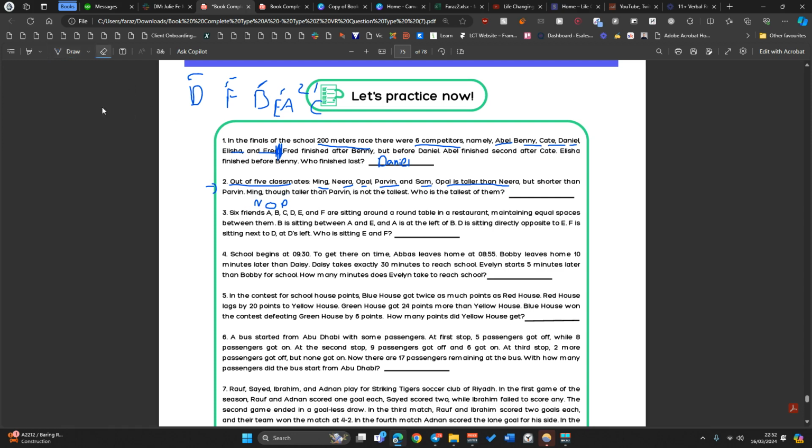So he's shorter than Parvin, and then it carries on into a new sentence and says Ming is taller than Parvin but not the tallest. So Ming goes here, and then it asks who is the tallest. Well, it's not Ming, it's going to be whoever's left.